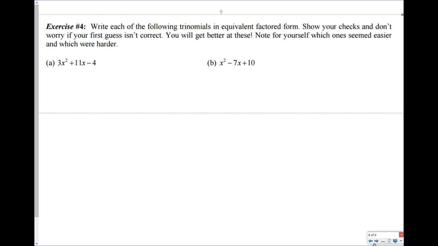Okay, so we're going to ignore these directions about guessing. We're not going to guess. We are going to use something called the X method. Okay, the X method is the reverse of the box method. We use this when we factor.